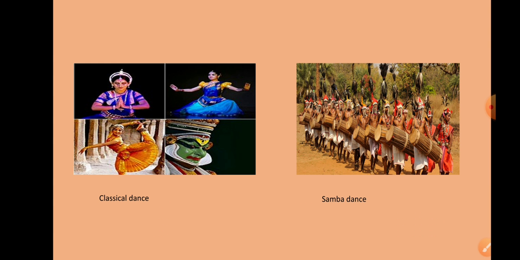Yes, now I have shown you two forms of dance. The first one is classical dance, which is famous in India. As we have 29 states, in various states we have different types of dance forms. It is like Bharatanatyam, Kathakali, Povadas, Koli dance and so on. So the specialty of India is that we are famous for classical dance.